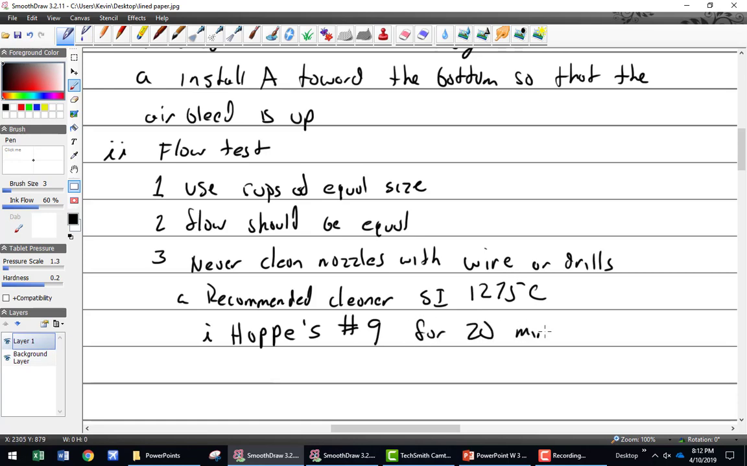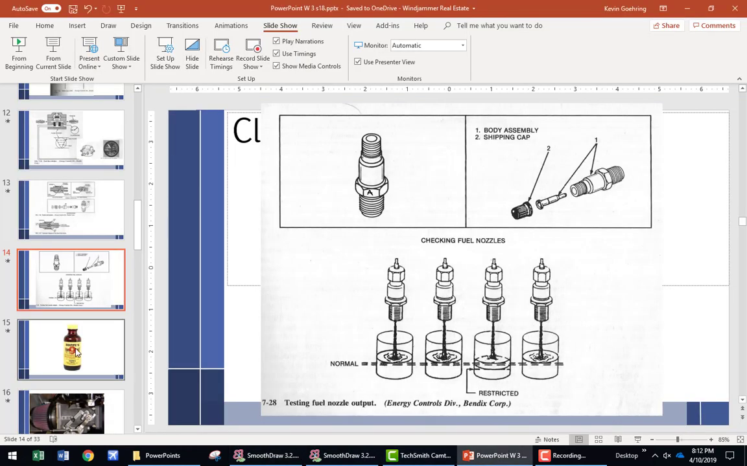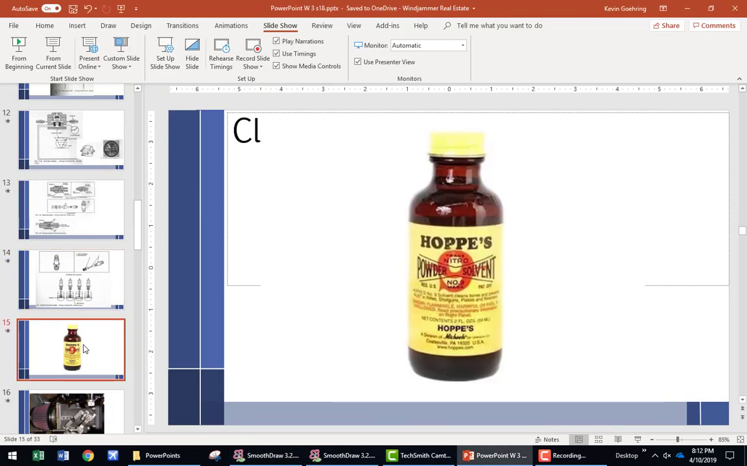Yep. Where do you buy Hoppe's number 9? Walmart sells it. So what is that? It's gun cleaning solvent. It's like the best smell ever. It's definitely. I love that smell. How many people, raise your hand if you have a bottle of Hoppe's at home. All right, there's your gun people right there.